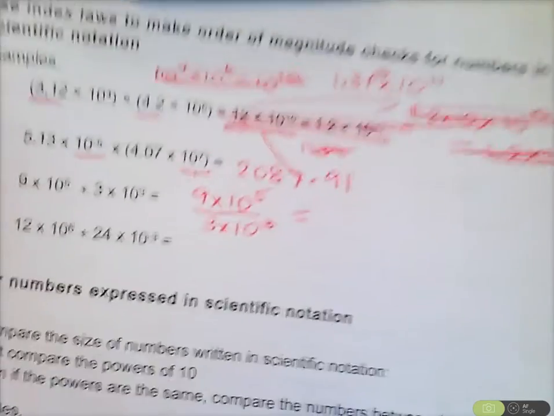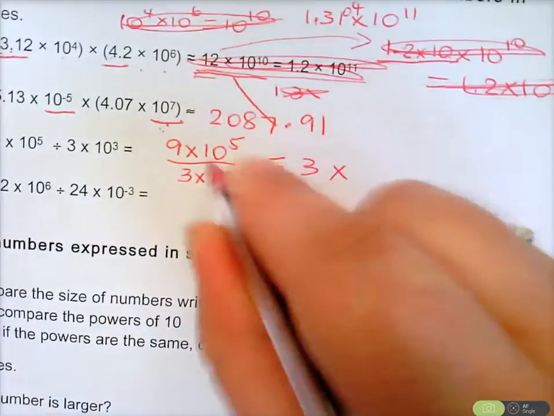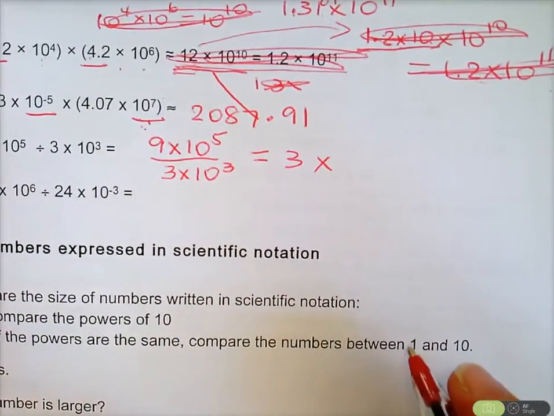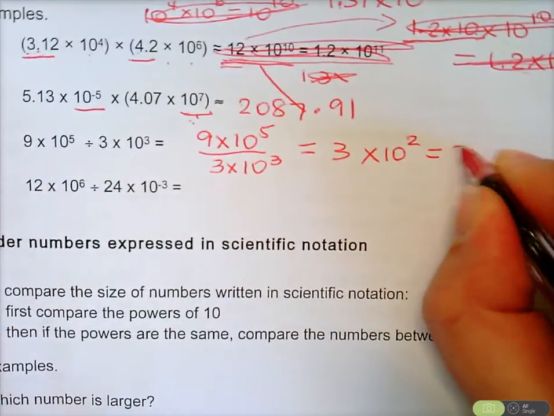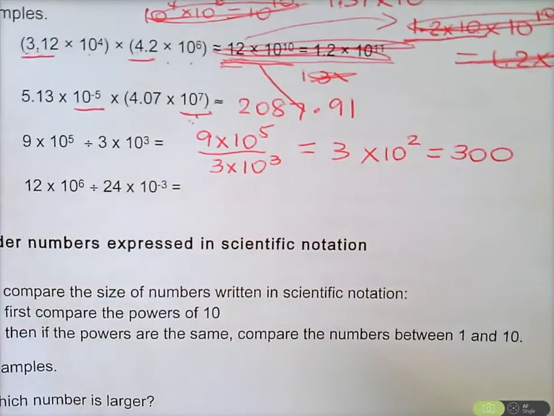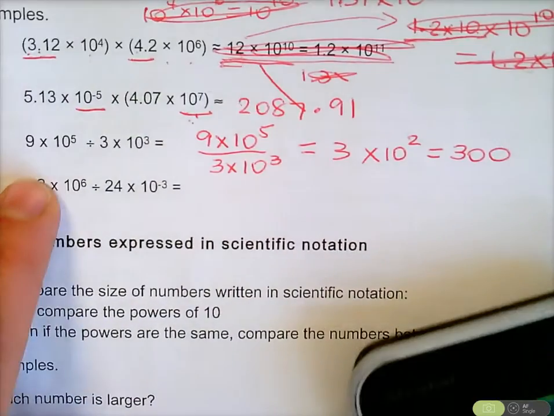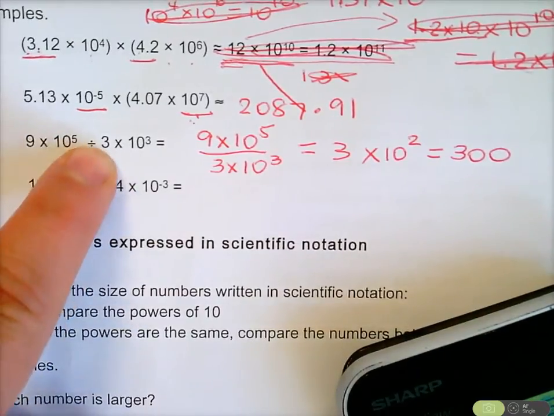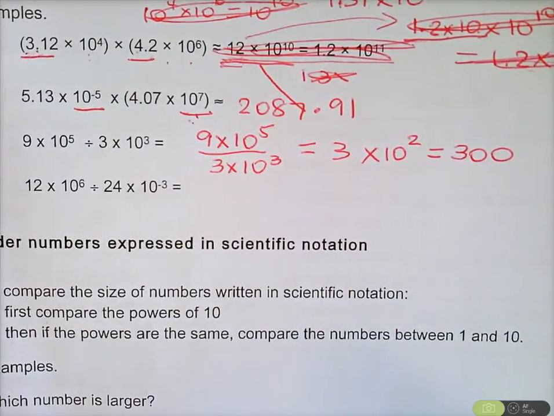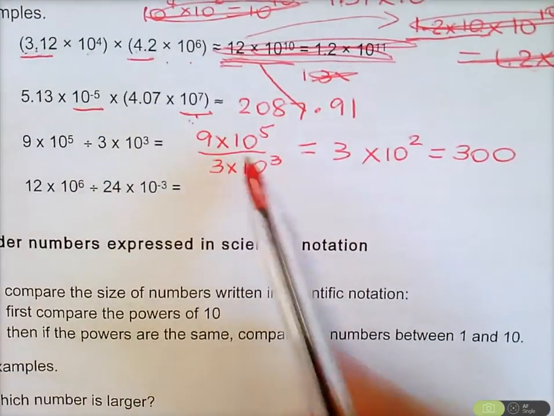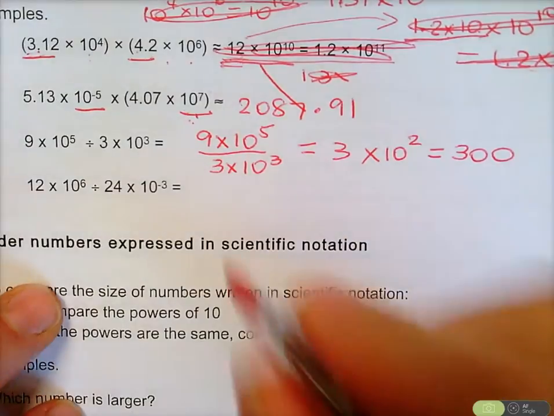What's 9 divided by 3? 3. And what's 10 to the power of 5 divided by 10 to the power of 3? 10 squared. Very good. And what's 3 times 10 squared? 300. Now, do it on your calculator, see what you get. So you go 9E5 divided by 3E3, if you're doing it on your calc. And you get 300. But I'm just showing you. So I did it without a calc. And I'm going to do the next one without a calc as well.